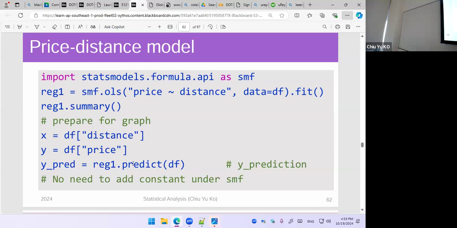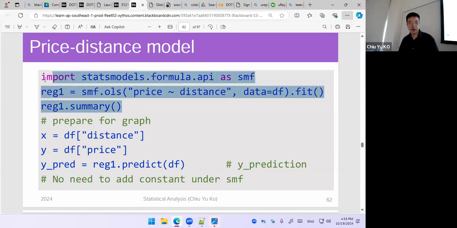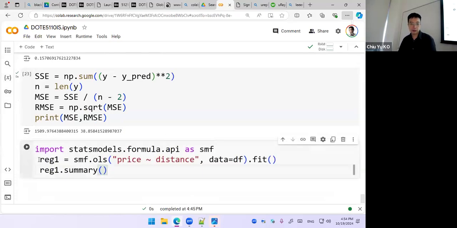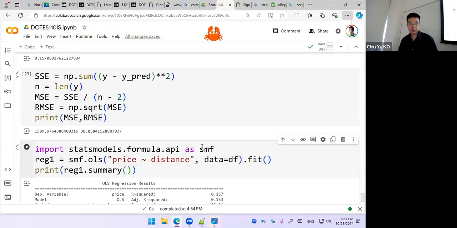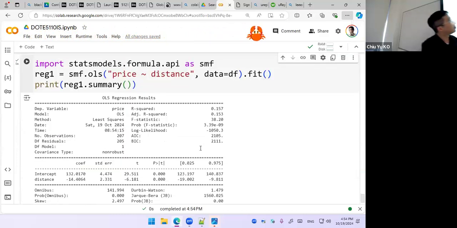Let me do it, and then you will see. I think then you don't need to add a constant. You can forget many things. So let's run this here, and I print the summary. So this gives the same result. See, so this is easier when you just run regression, the formula style.